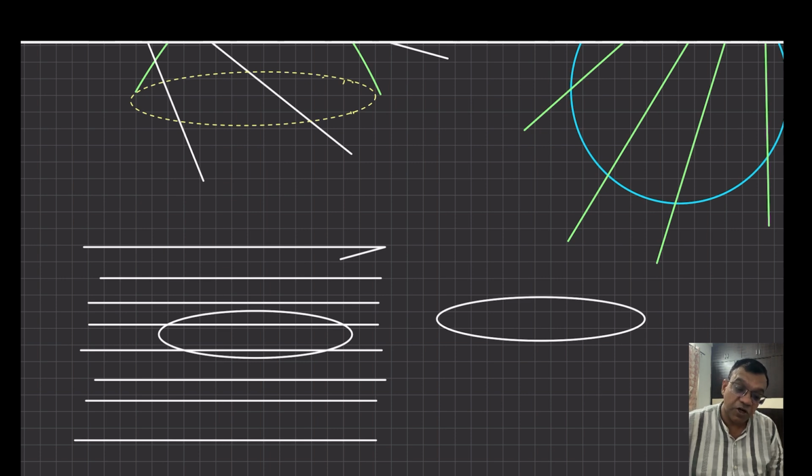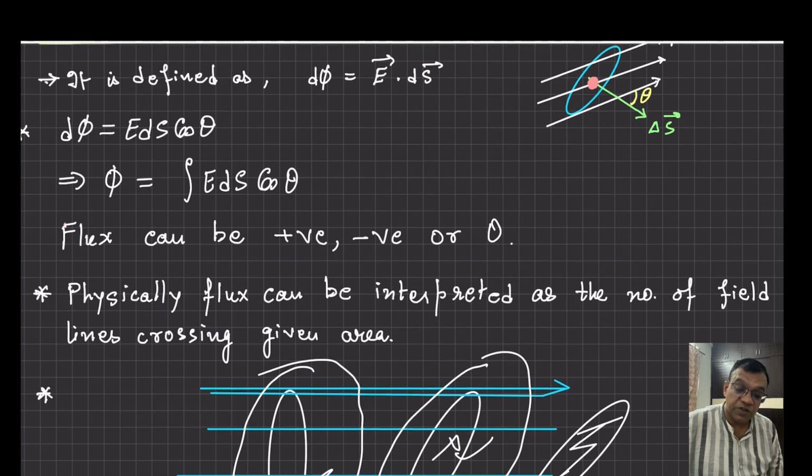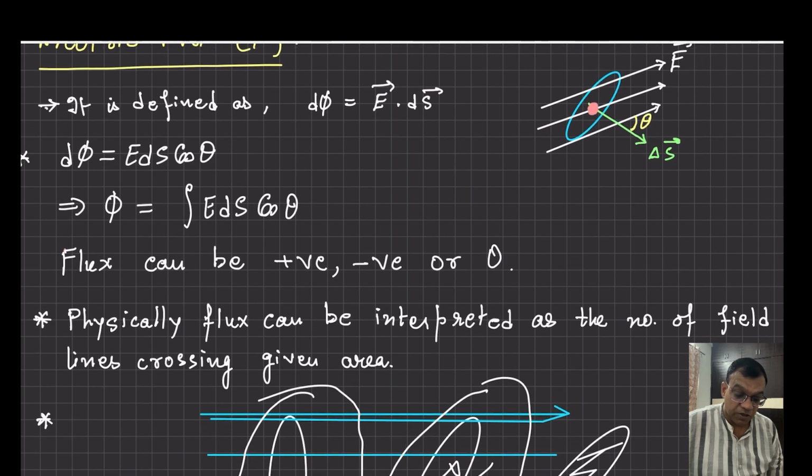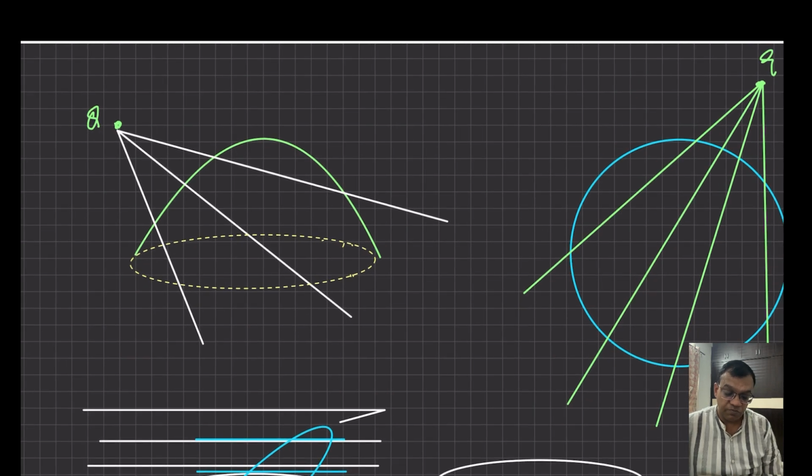If I change the orientation of this surface like this, then some of the field lines are crossing. So it depends upon the orientation of the surface also, right? So let's take another example, because it is a very important point here.